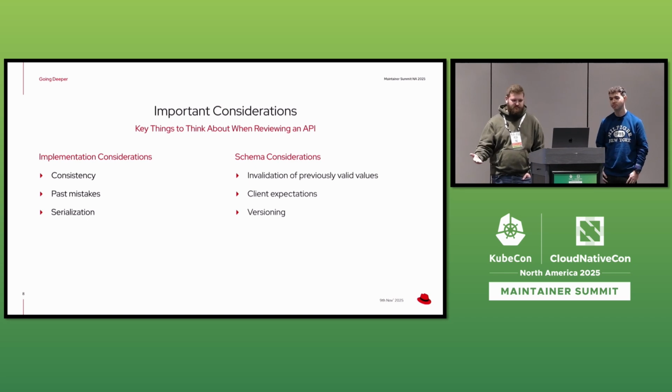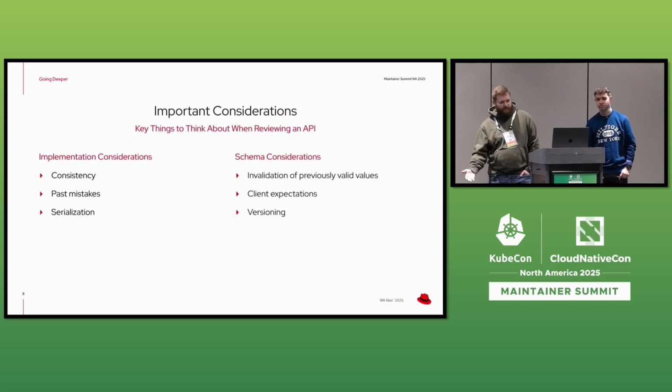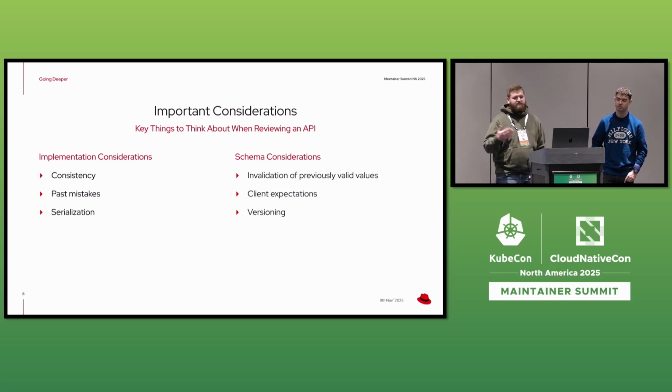a custom resource definition. So some of the things on the implementation consideration side is, like Joel mentioned, consistency. You want to consider past mistakes, serialization. Serialization is a big one, understanding how your types go from structured to unstructured, and are passed to the Kube API server when someone makes a kubectl apply call.